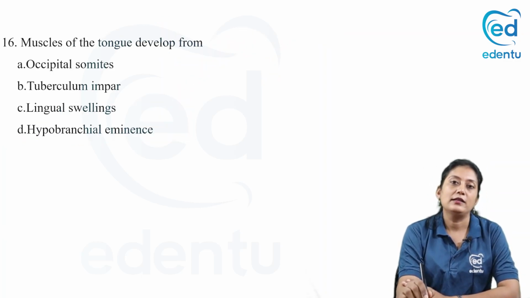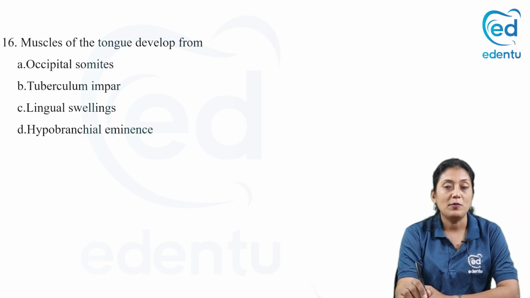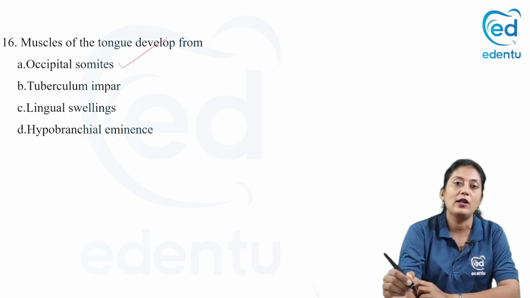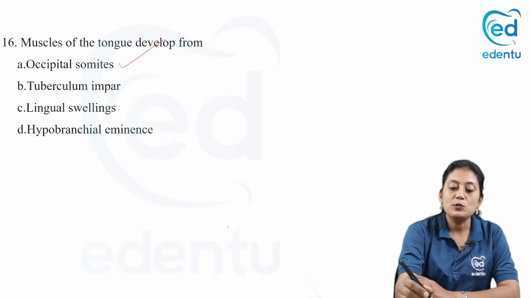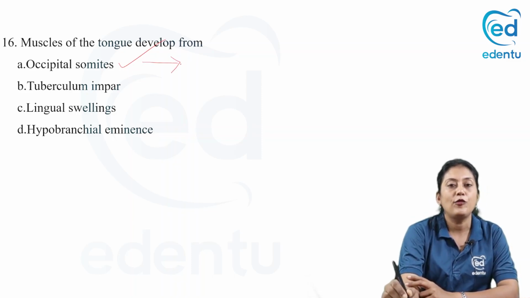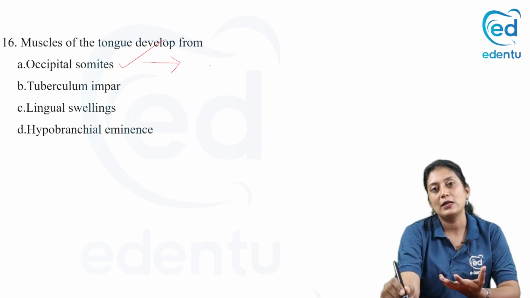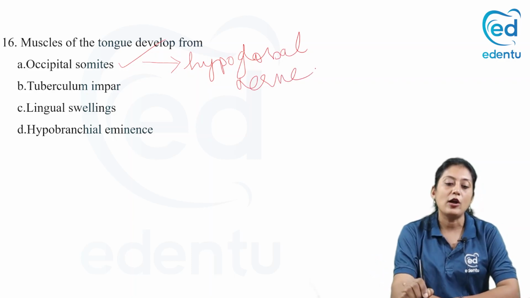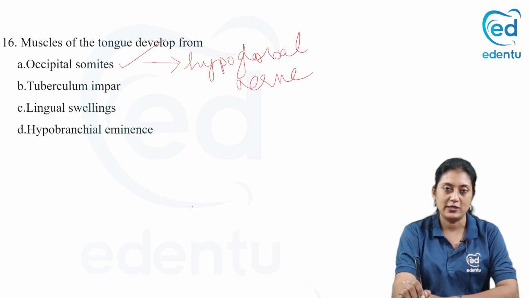Muscles of the tongue develop from which part? So muscles of the tongue have a specific development. The answer is straightforward, occipital somites. That is why the nerve supply for the muscles of the tongue, both intrinsic muscles and extrinsic muscles, they are supplied by hypoglossal nerve, 12th cranial nerve. That is because embryologically they are all developed from occipital somites.